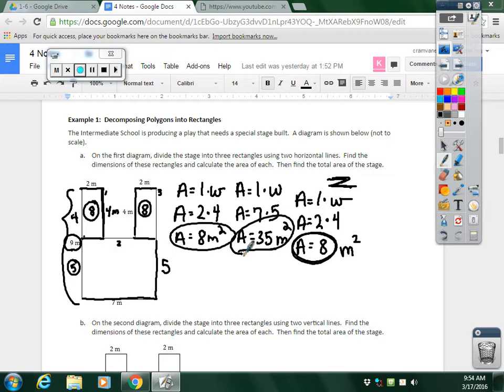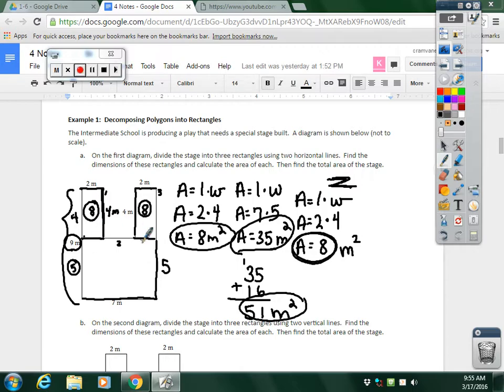Now, to find the area of the whole stage, you have to add all 3 of these together. 8 plus 8, quick mental math, is 16. So the whole stage has an area of 51 meters squared. Okay? So that's a great way to do it. We just cut this irregular figure, we're decomposing it, and we are composing it now of 3 rectangles.